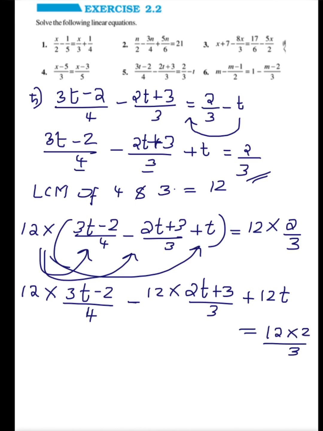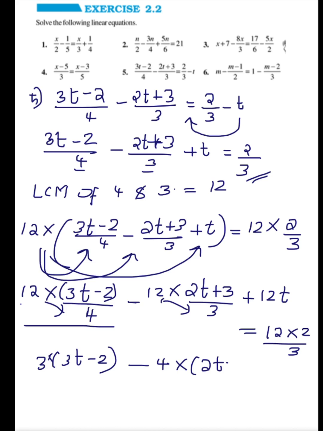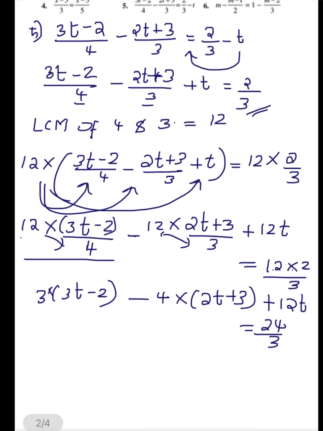Okay, now what is this? 12 into 3t minus 2 divided by 4. What will be the answer? You know that 12 divided by 4 is 3. Okay, so 3 into 3t minus 2, minus, what is 12 divided by 3? That is 4. So 4 into 2t plus 3, plus 12t equals, what is 12 into 2? 12 into 2 is 24. 24 by 3. Okay, understand?